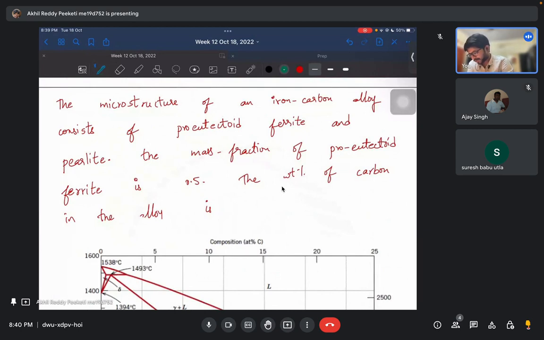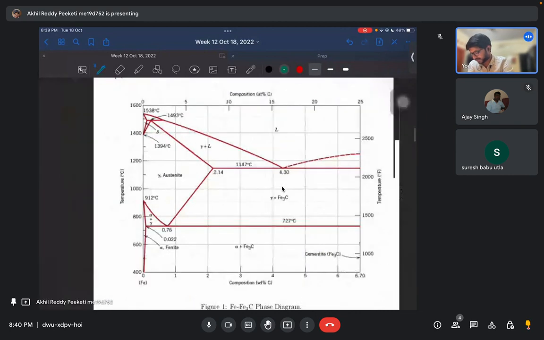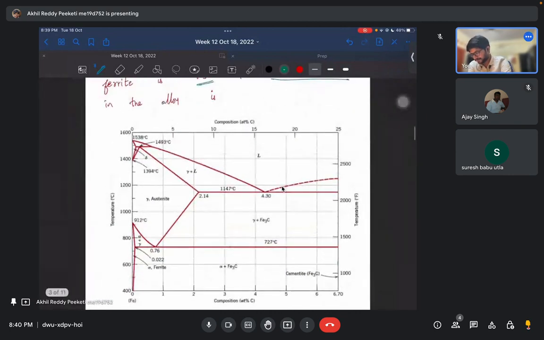So the microstructure of an iron carbon alloy consists of proeutectoid ferrite and pearlite. The mass fraction of proeutectoid ferrite is given as 0.5. What should be the weight percentage of carbon in the alloy? Can anyone tell me what proeutectoid ferrite is? Or in this iron carbon diagram, which is the eutectoid point? Yes, so this is the eutectoid point.